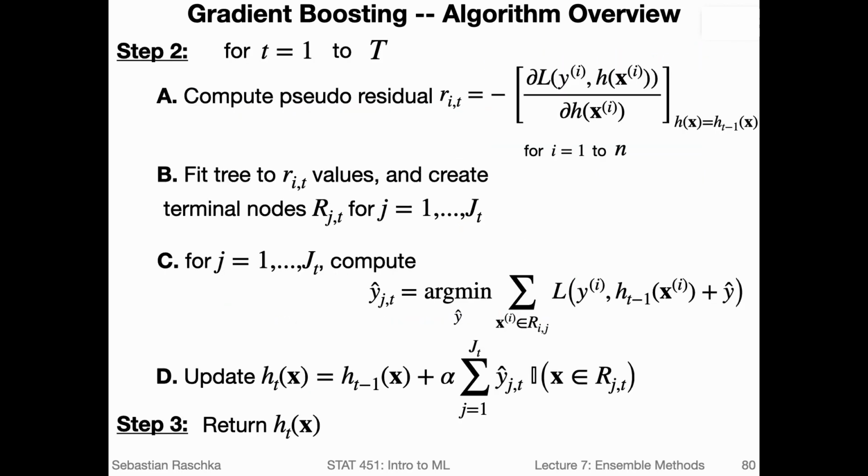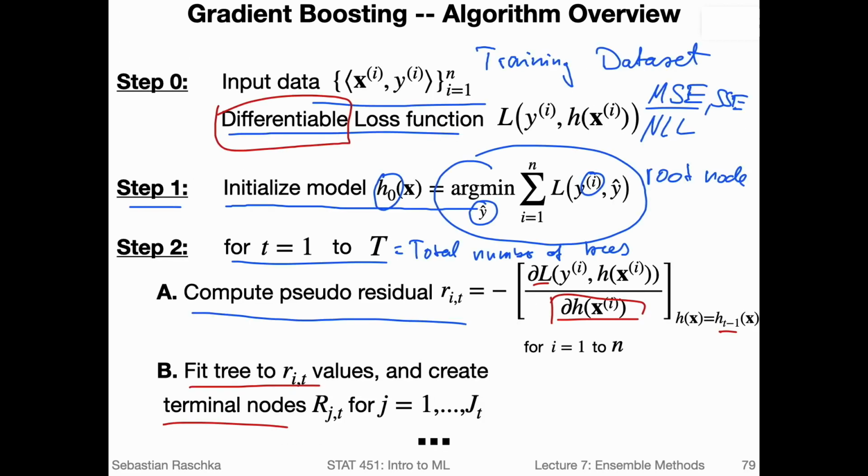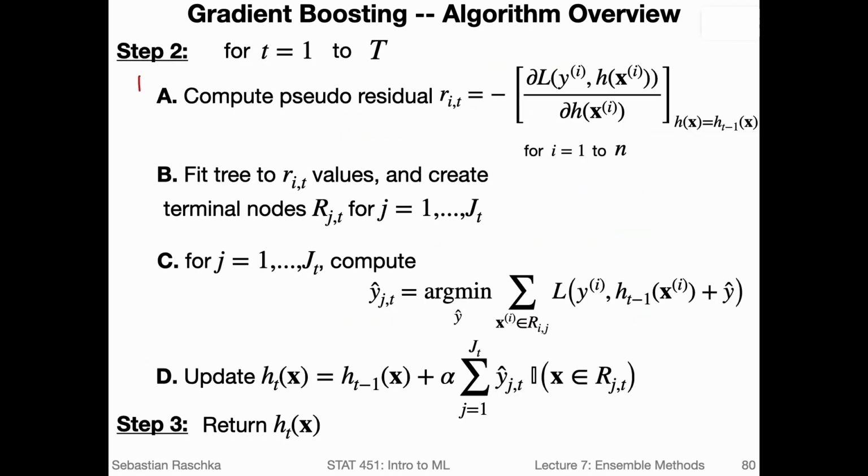So continuing now, step 2. Let me go back one more time. Here I have steps A and B, where we fit the tree to the residual values and create the terminal nodes for the current tree. This is just repeated here. Now for the terminal nodes J, the tree at iteration T will have J terminal nodes. So for each terminal node we now compute the prediction at that node, right?